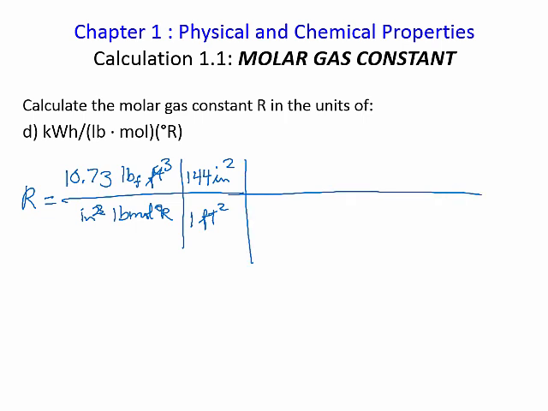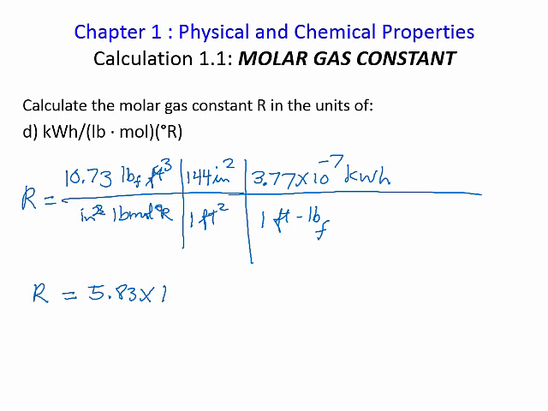And then we will convert foot pound force to kilowatt hour. We know that 1 foot pound force is equivalent to 3.77 times 10 to the minus 7 kilowatt hour. Solving for this, R will be equal to 5.83 times 10 to the minus 4 kilowatt hour over pound mole degrees Rankine.